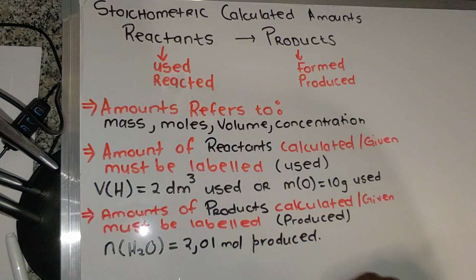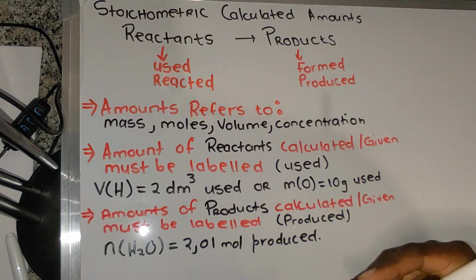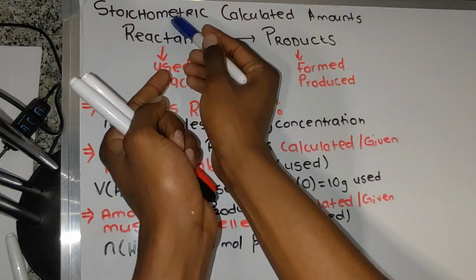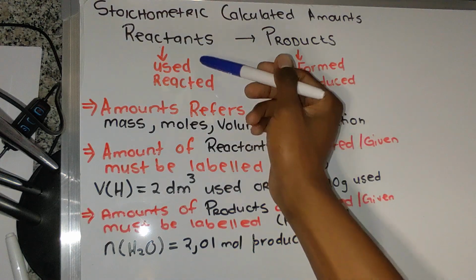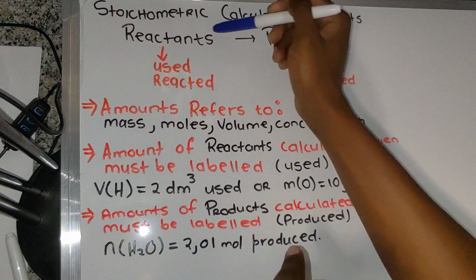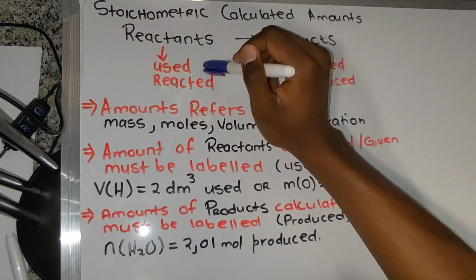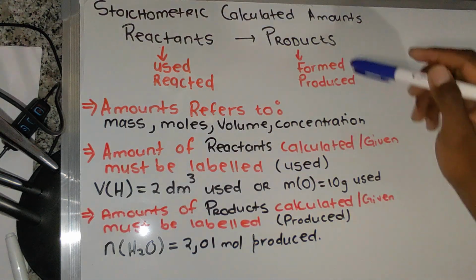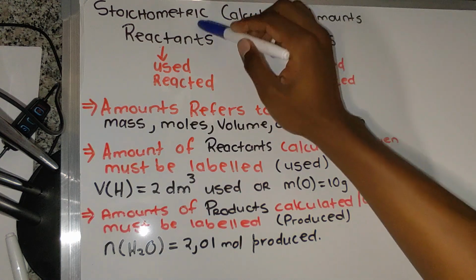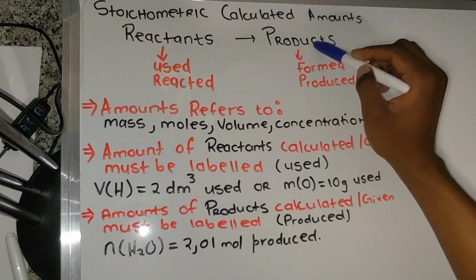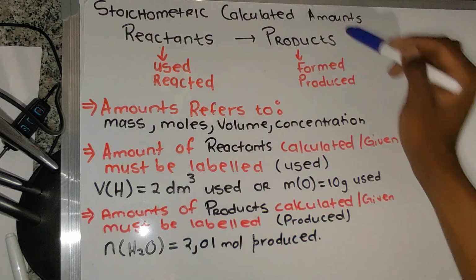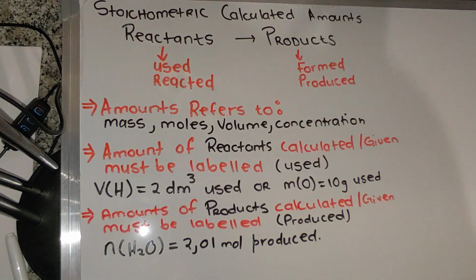Now there are terms that are associated with the amounts of reactants. Let us say you use stoichiometry to calculate an amount of a reactant. It is useful to label that amount of a reactant to say it was used or reacted. Again, let us say you have calculated an amount of a product. It is more useful to label that amount formed or produced.